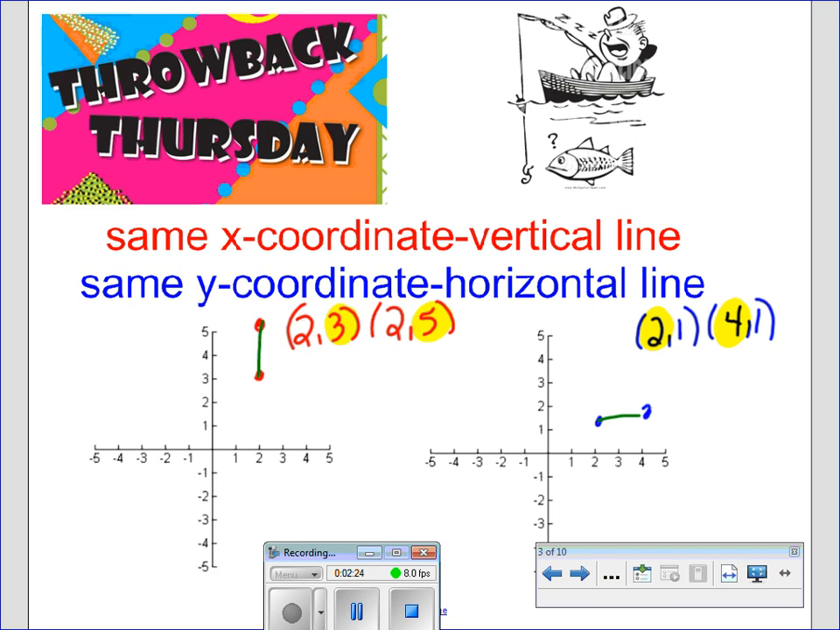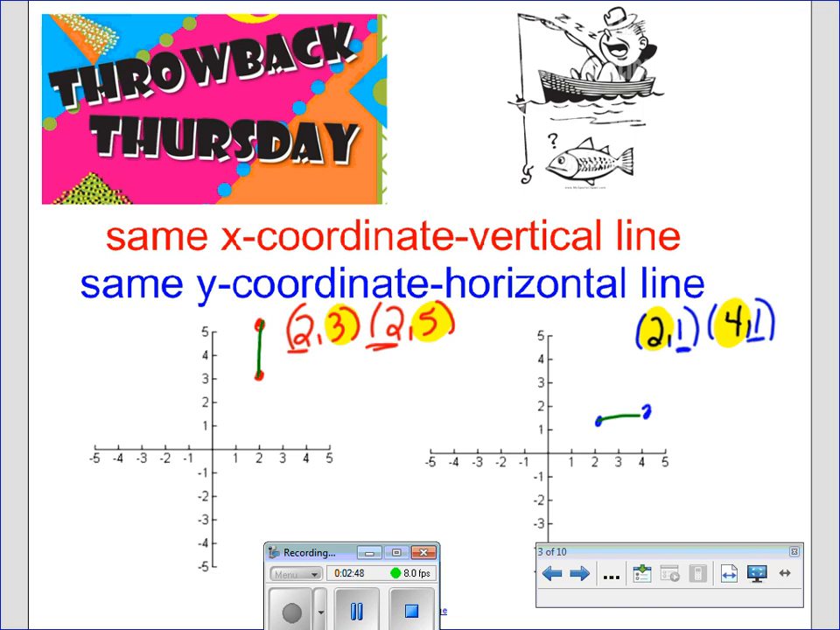So, same x-coordinate is a vertical line, same y-coordinate is a horizontal line. Okay, so I do realize that here I highlighted my y-coordinate to show that my x was the same, and here my y's were the same. I don't want that to get confusing.